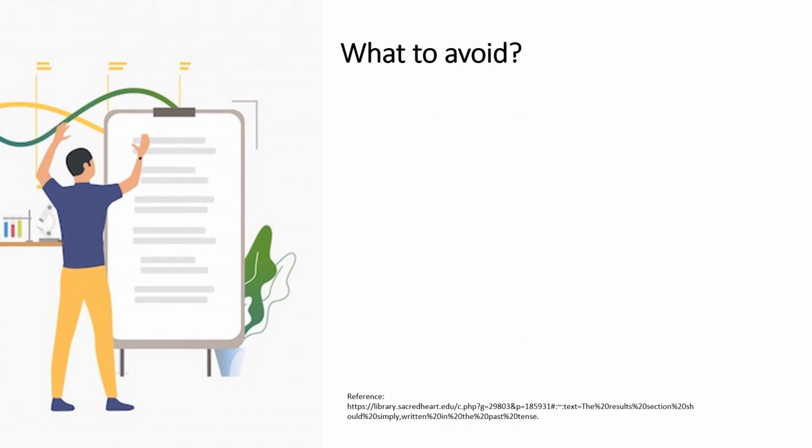Avoid, when writing the results section, first, discussing or interpreting your results. Take note that you are just simply presenting the results. So save all this for the next section of your paper, which is the discussion. Although where appropriate, you should compare or contrast specific results to those found in other studies.